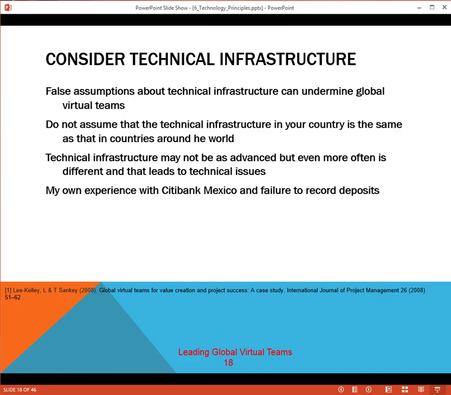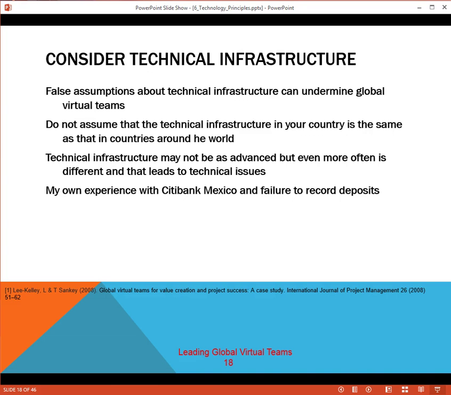I was tasked with migrating the Citibank Mexico system from an IBM 4331 series mainframe onto Microsoft's client-server technology. We had finished the project and done the testing. Everything looked positive, and we went live. After we went live, occasionally during the days, we would lose depositors' deposits into their savings accounts.